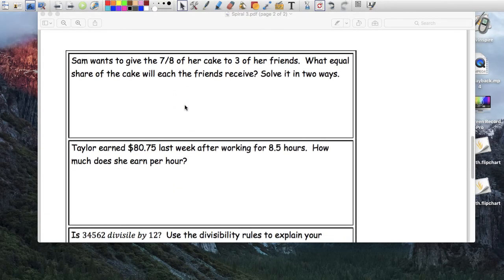Sam wants to give 7/8 of her cake to 3 of her friends. What equal share of the cake will each of the friends receive? Solve 2 ways. Okay, so 7/8. Let's use a model. I have 7/8 of something.